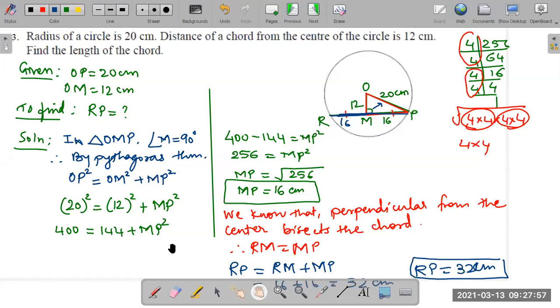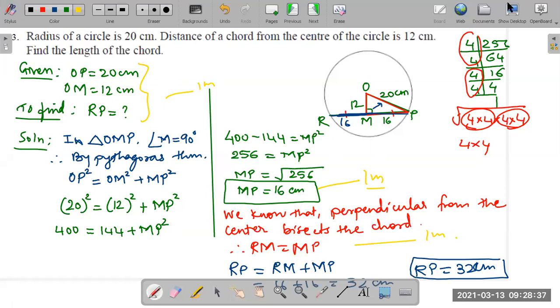The first part is writing out given, to find, solution, the diagram, that would give you 1 mark. Then using the Pythagoras theorem correctly and getting the value of MP, that is 1 mark. So this is how the mark distribution can be, right? Then substituting the values correctly and getting the values, that would be 1 mark. And writing out this property that perpendicular from center bisects the chord, correctly mentioning the reason with this last part, that would give you 1 mark. So that's how this question is broken into three parts.